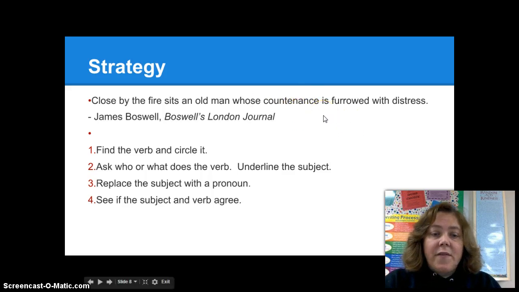So, close by the fire sits an old man whose countenance is furrowed with distress. Sits is your main verb. You ask yourself who or what sits. It's not the fire that's sitting, it's the old man who's sitting. So, old man, man, he sits. That's correct, therefore the sentence would be correct.